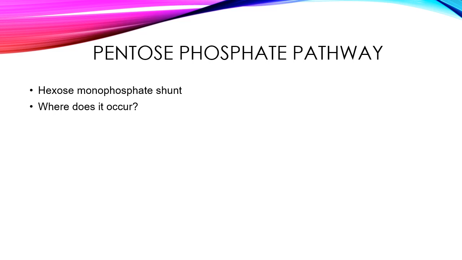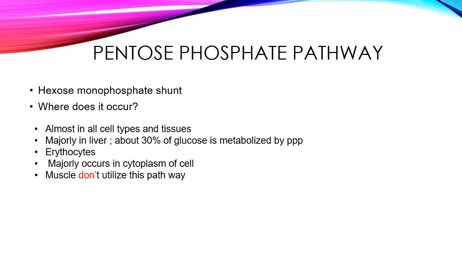Pentose phosphate pathway is also known as PPP pathway in general. It can also be called hexose monophosphate shunt. Okay, where does this occur? It occurs mostly in all cell types and tissues except muscles. Muscles do not use this pathway. Majorly, it occurs in liver, where 30% of the glucose in liver is metabolized by this pathway. And it even occurs in erythrocytes, that is our RBCs, red blood cells. Okay, it occurs majorly in the cytoplasm of the cells.